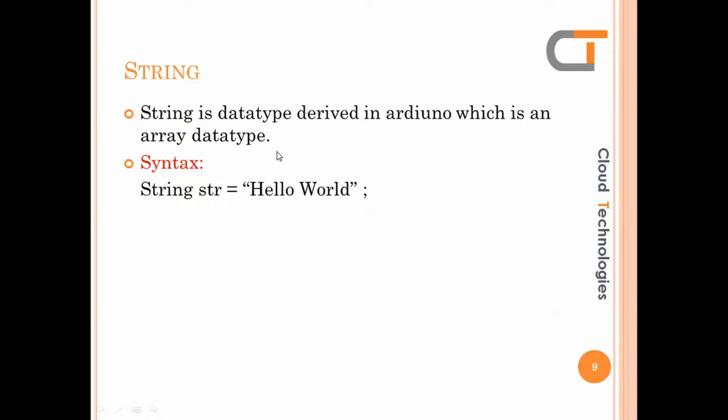So string is a data type derived in Arduino, which is an array data type. Normally in C++ and Java, we have the string data type. In Arduino IDE also we have the string. Normally the string is nothing but a class actually. So by using this str object, we can call all the methods in this string class. So here, String str equal to "hello world". By using this str we can call the methods of string.